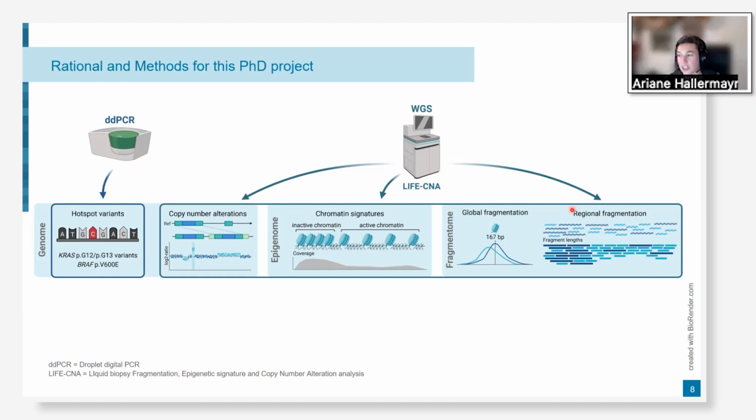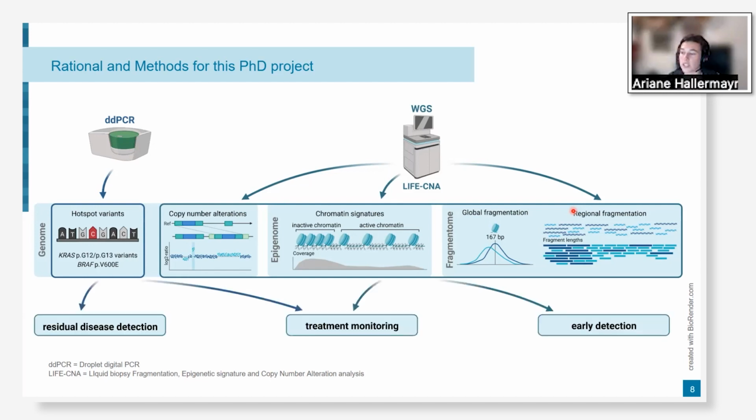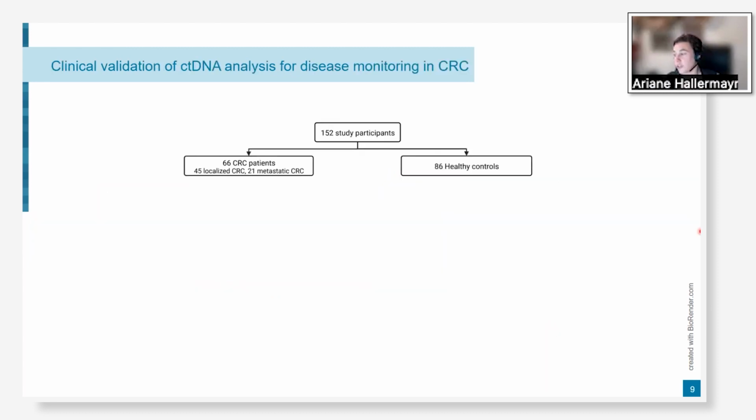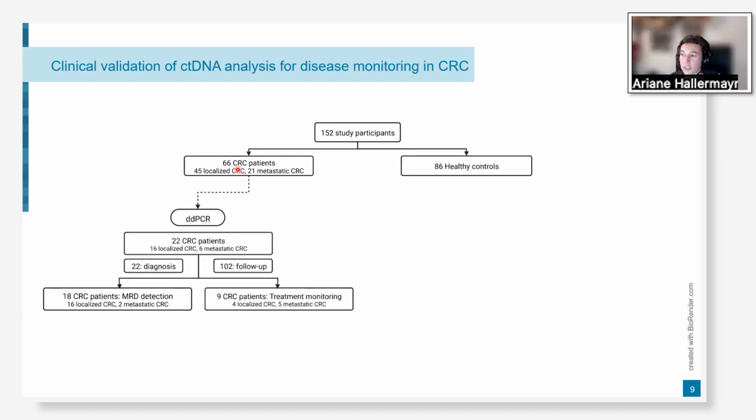and regional fragmentation. So yes, I was working on two different methods, and I wanted to assess whether those approaches might be used for residual disease detection, treatment monitoring, or even the early detection of colorectal cancer. And to assess those clinical questions, a study cohort of 152 participants was recruited, including 66 CRC patients and 86 healthy controls. Of those 66 CRC patients, 22 were analyzed with ddPCR, either for the detection of molecular residual disease or for treatment monitoring.